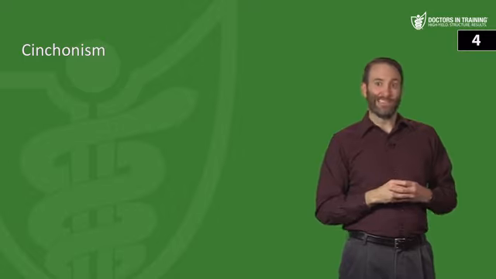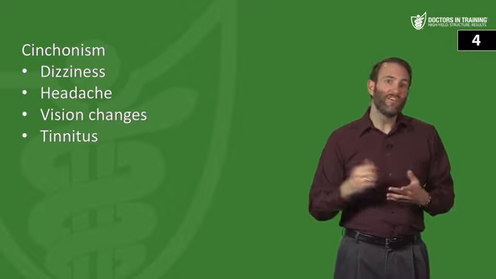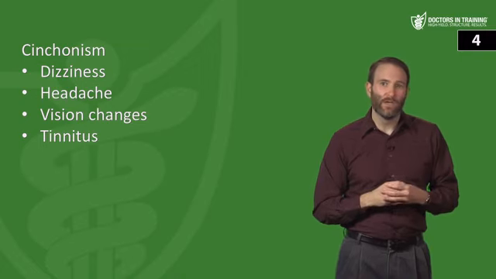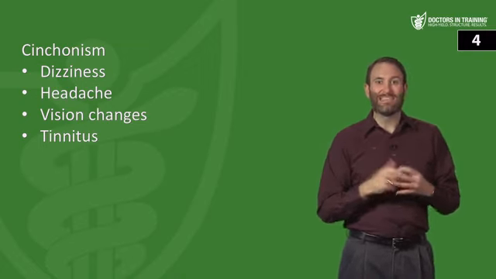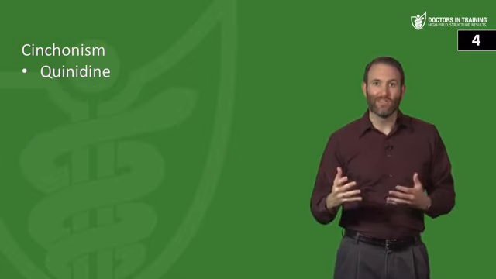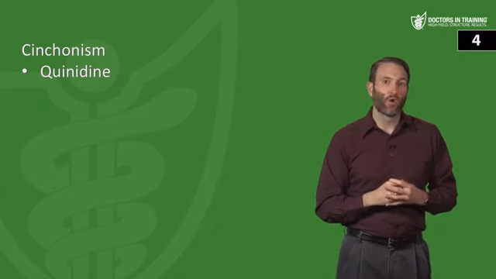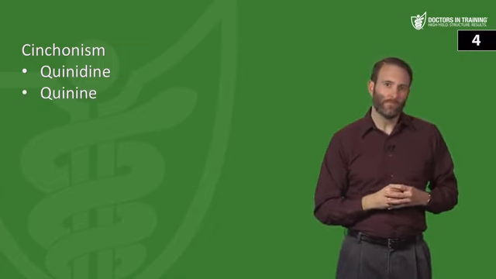Cinchonism. So first, you gotta know what cinchonism is. Cinchonism is dizziness with headache, vision changes, and tinnitus. Again, dizziness with headache, vision changes, and then tinnitus. That's going to be cinchonism, and it can be caused by the cinchona alkaloids. So quinidine, which is a class 1A antiarrhythmic, or quinine. So quinidine and quinine are causing cinchonism.